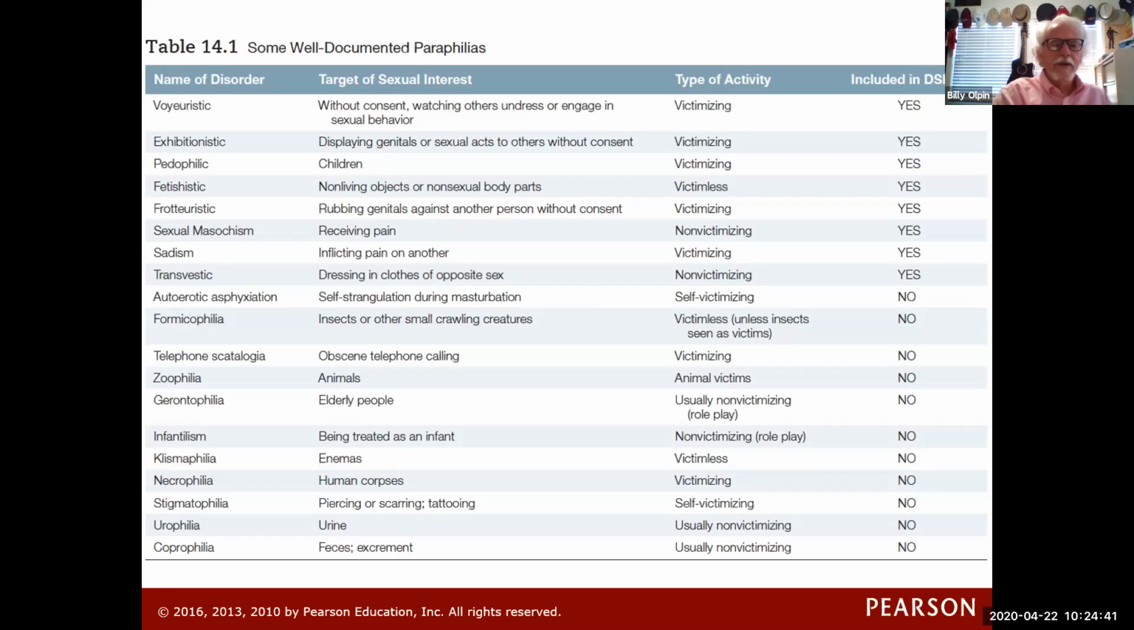And so here's the list. We're going to talk about some of them a little bit more and some not so much. Something that I didn't mention: zoophilia is an other category. Gerontophilia, the desire to have sex with older people, being treated as an infant. Necrophilia, with corpses. A longer list of things than I had first addressed.